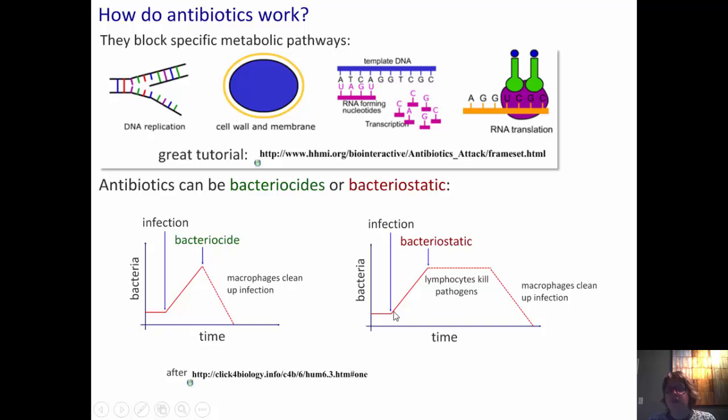Same type of thing. You're living life, and then you get an infection. You start to have signs and symptoms, so you go to the doctor. He or she determines it's a bacterial infection, but this time instead of giving you a bactericide, they give you a bacteriostatic. What this does is it stops the growth, so we have a plateau. And it's okay, you will get better. You still have this decrease. It just takes some time because we're going to let the lymphocytes of our own body kill the pathogens that are left, and then our macrophages will clean up the infection.